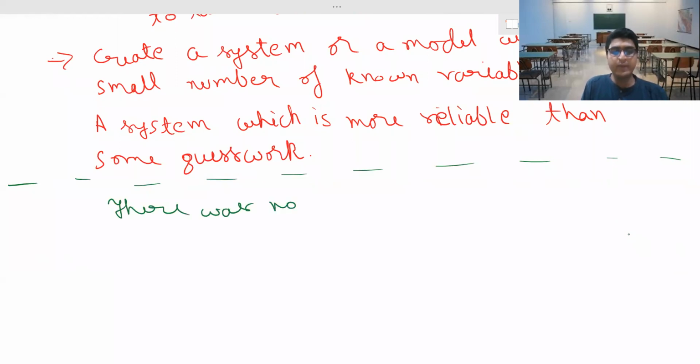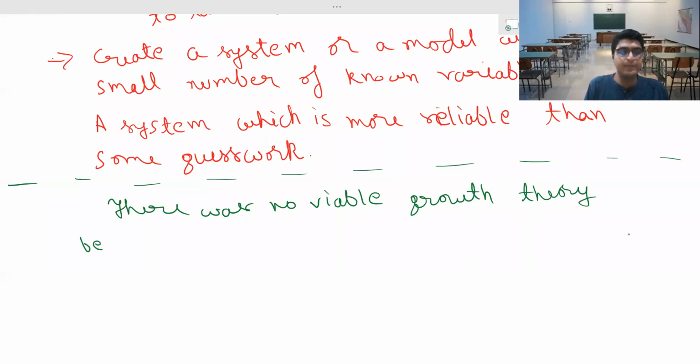There was no viable growth theory before Solow. Okay. So three main things he noticed in that data.